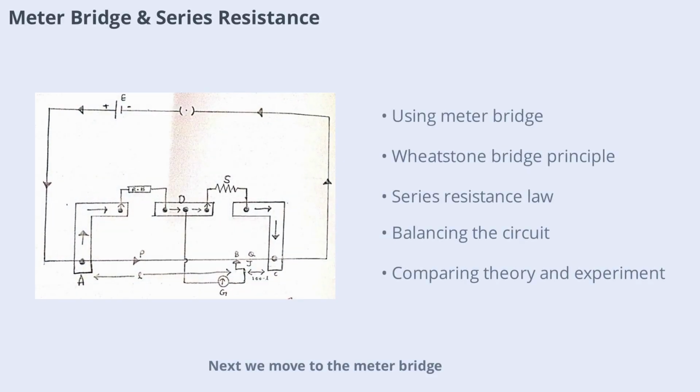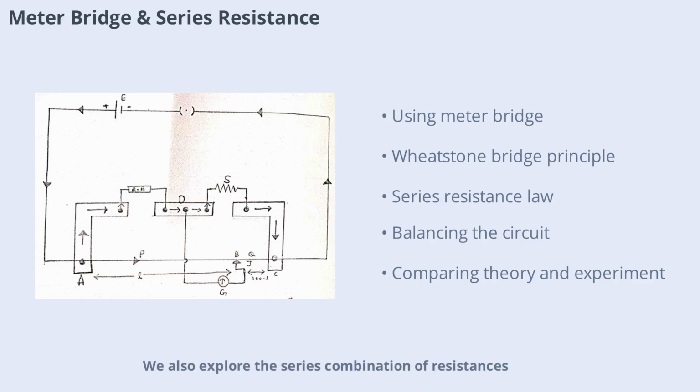in the lab. Next, we move to the meter bridge, a classic tool for measuring unknown resistance and verifying the laws of series combination. The meter bridge operates on the Wheatstone bridge principle, allowing us to find unknown resistance by balancing the bridge and using the appropriate formula. By adjusting the balance point and recording the corresponding lengths, we calculate the resistance of the wire.